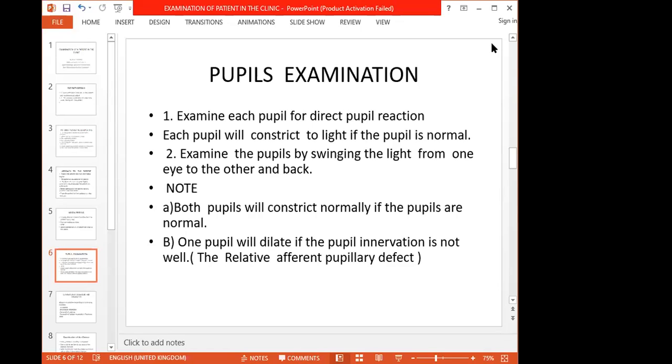So let's be very clear. As we are swinging, RAPD. What is RAPD? It's a relative afferent. Afferent as the light is being shone there. Efferent is when you are taking out like that.